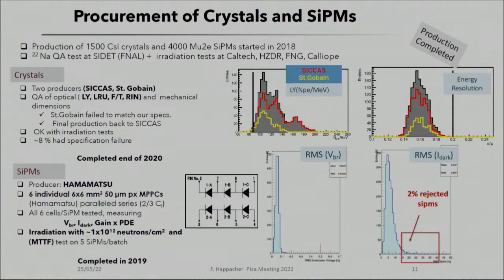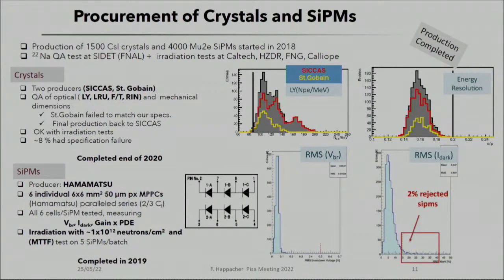So we had two producers for the crystals, Sicas and Saint-Gobain. As the crystals were coming to Fermilab, we were testing them for both optical and mechanical properties. Unfortunately, Saint-Gobain failed to match some specifications, and we needed to give the Saint-Gobain tender back to Sicas, who eventually produced almost all the crystals. So these are the results for the light yield distribution and the energy resolution of the crystals. So the production of the crystals is completed.